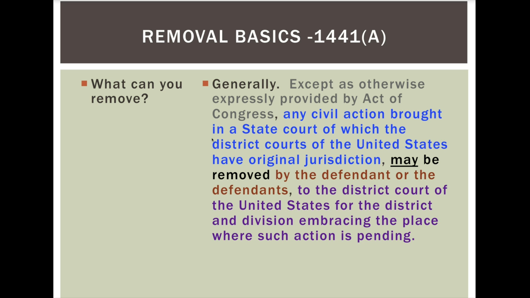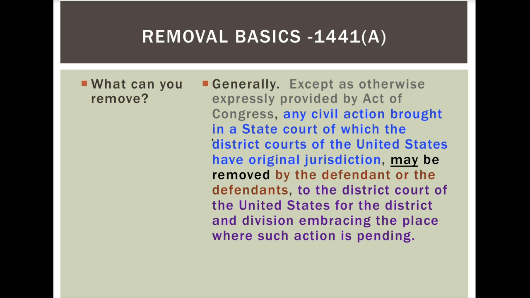Now, it may be removed, but it need not be removed by the defendants. It's up to the defendants to decide that. But if the defendant does remove, they don't have free rein to decide where, unlike the plaintiff, who may file in any federal court which satisfies the other jurisdictional requirements, PJ, etc. And although this provision says it may be removed by defendant or defendants, as you should know from 1446, if there is more than one defendant, generally they all have to agree to removal. So where it talks about defendant or defendants here, they're just talking about whether there is one or more than one defendant. So that's the basic provision.